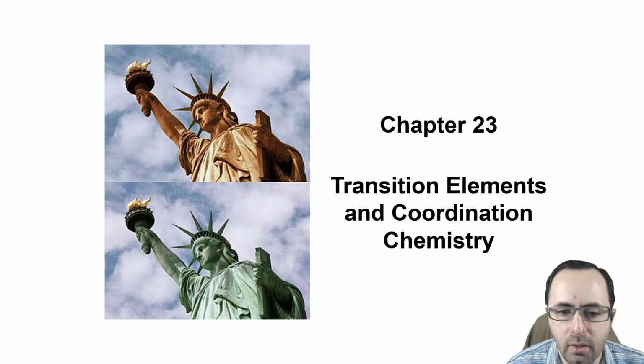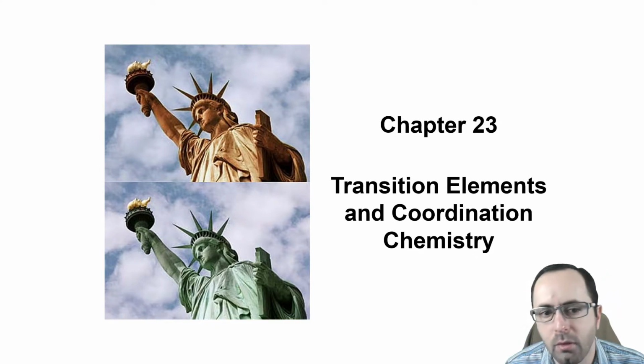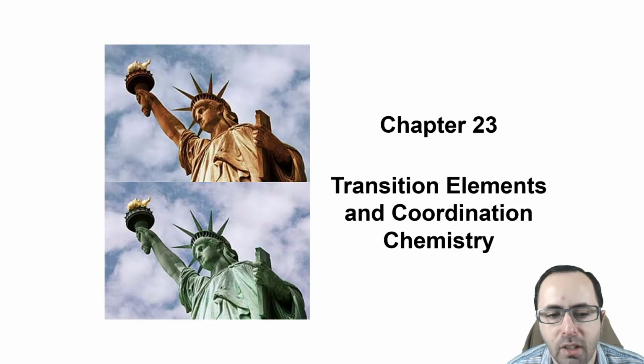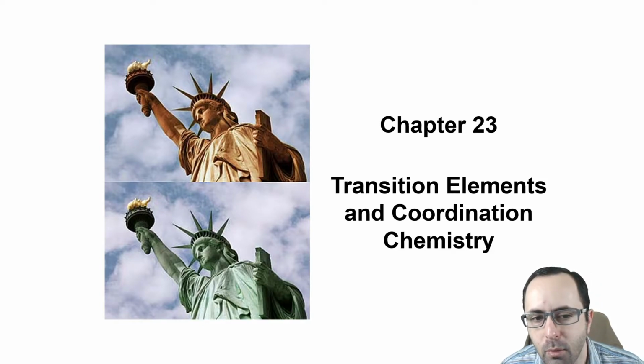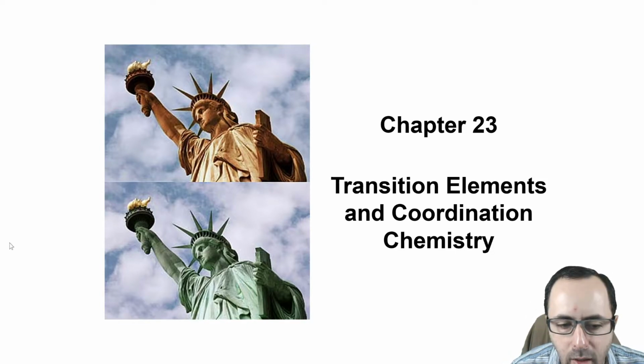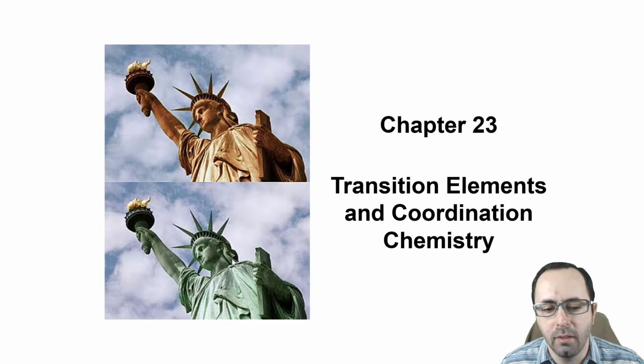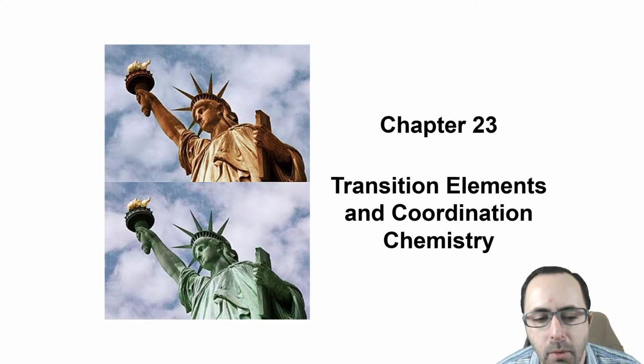So the picture here is a picture of the Statue of Liberty. The top one is not a real picture, it's a recreation of what the Statue of Liberty would have looked like when it first arrived in America. It's made of copper, so it will look brown like a copper penny, but now it has this green color due to the formation of transition metal compounds containing copper on the outside.